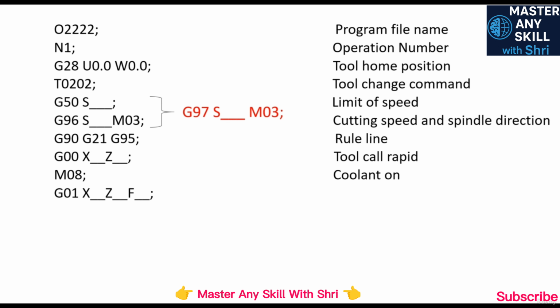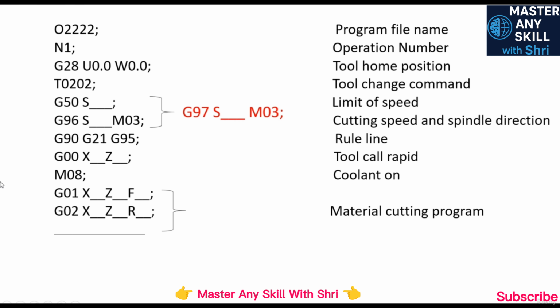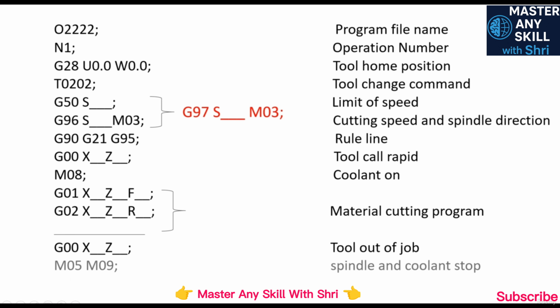Write all the cutting program here according to your required workpiece. Just remember that if you are using the G01 code, then you have to give a feed for it. According to this feed, the tool will cut the material. After completion of your material cutting program, you have to leave the tool above your job surface. That means leave the tool in X and Z above your workpiece. After that, you have to stop the spindle as well as the coolant and then end the program.